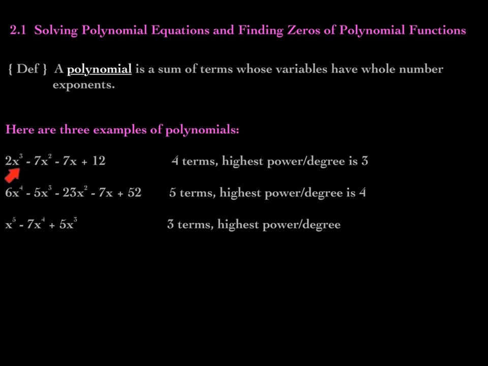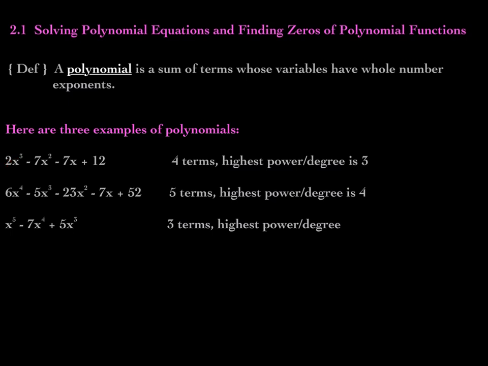This is a polynomial because all of the exponents are whole numbers: 3, 2, and 1. When there is no exponent written, it's assumed to be 1. So 3, 2, and 1, those are whole numbers, so this is a polynomial. There are 1, 2, 3, 4 terms in this polynomial, and the highest power or the highest degree is 3. So you would call this a cubic polynomial.